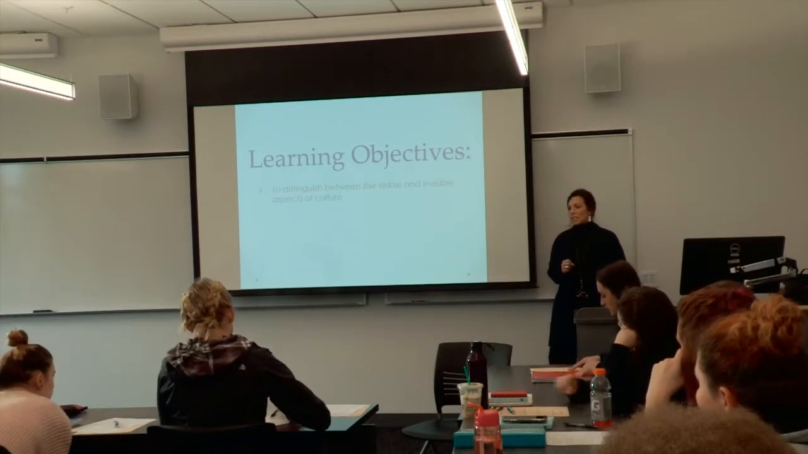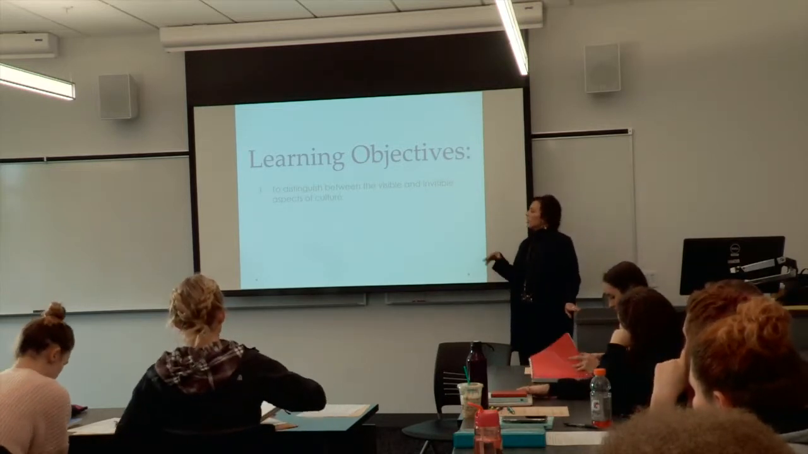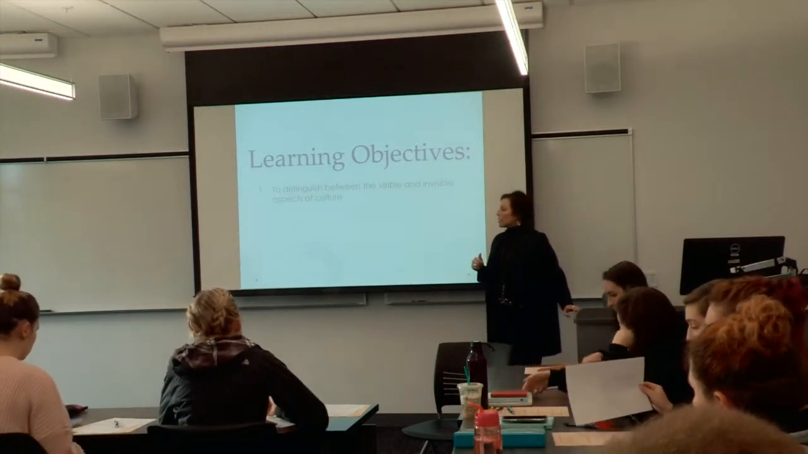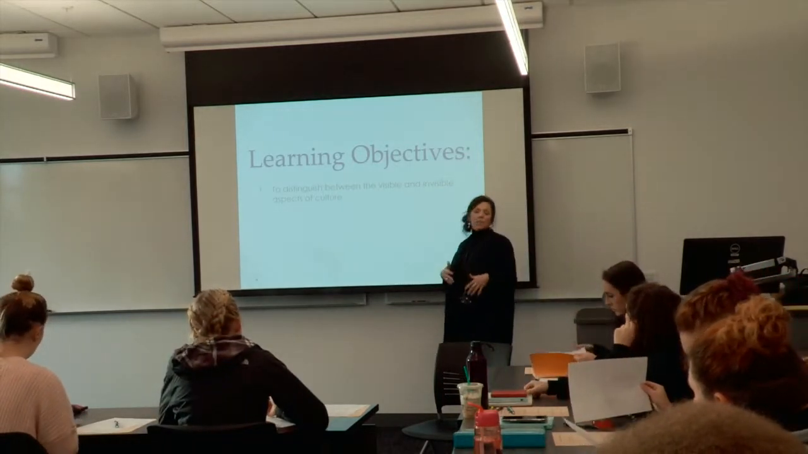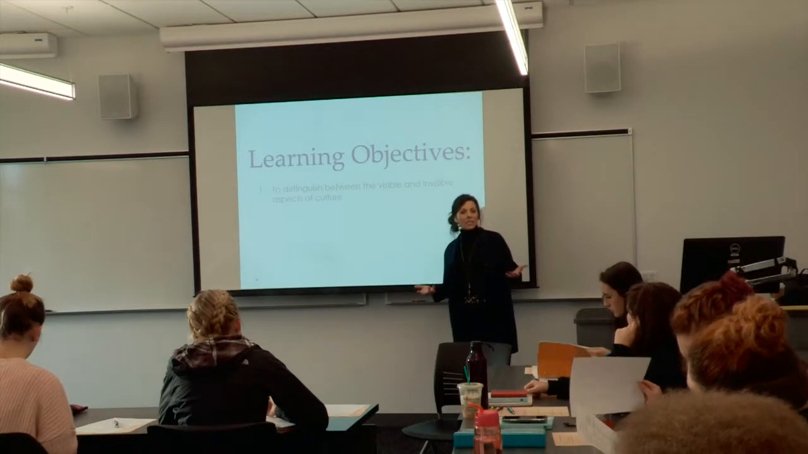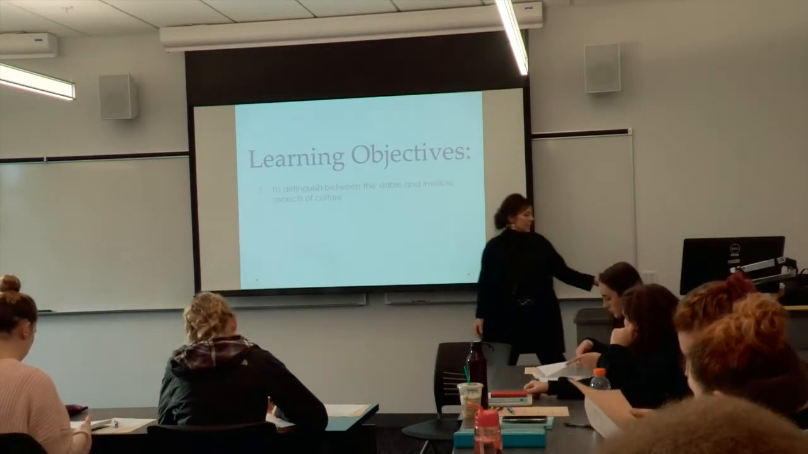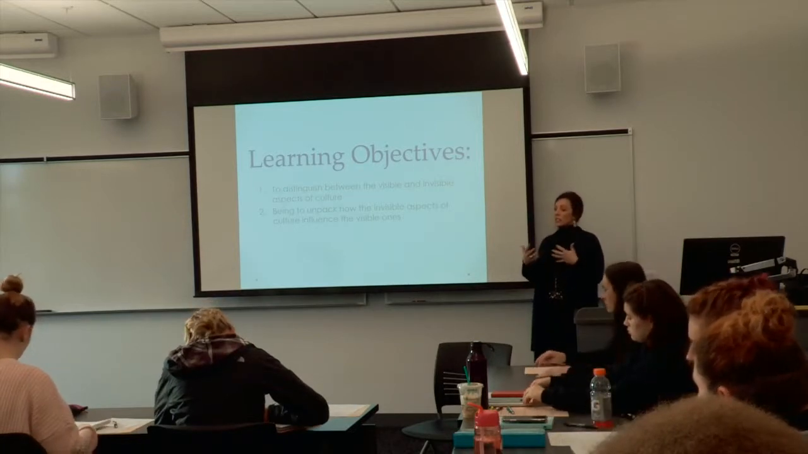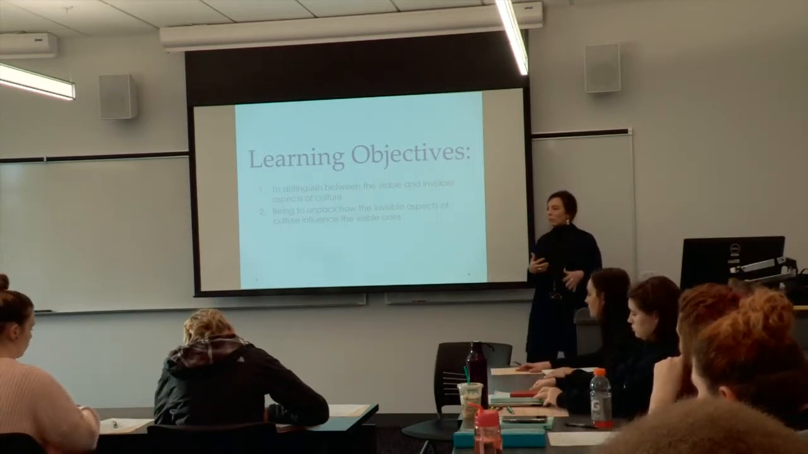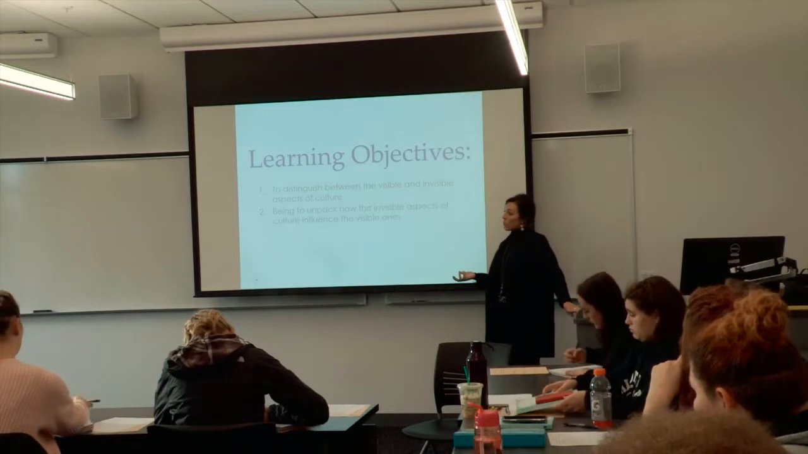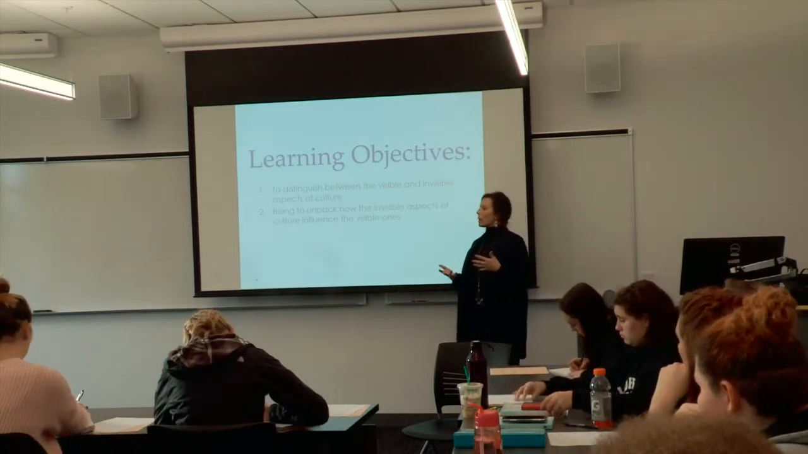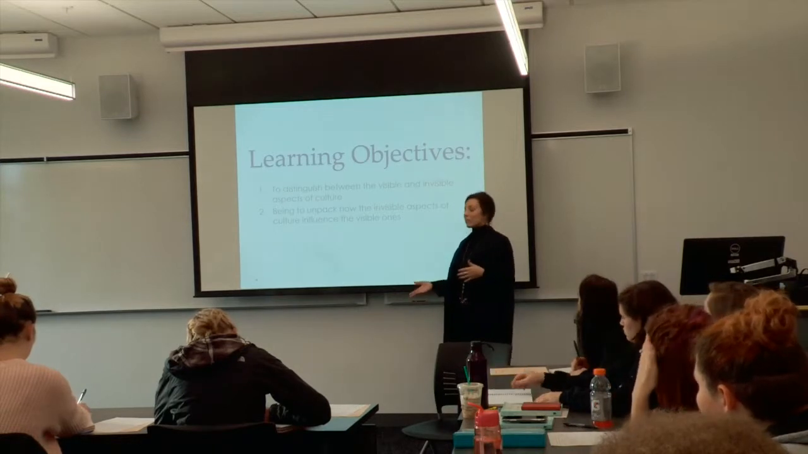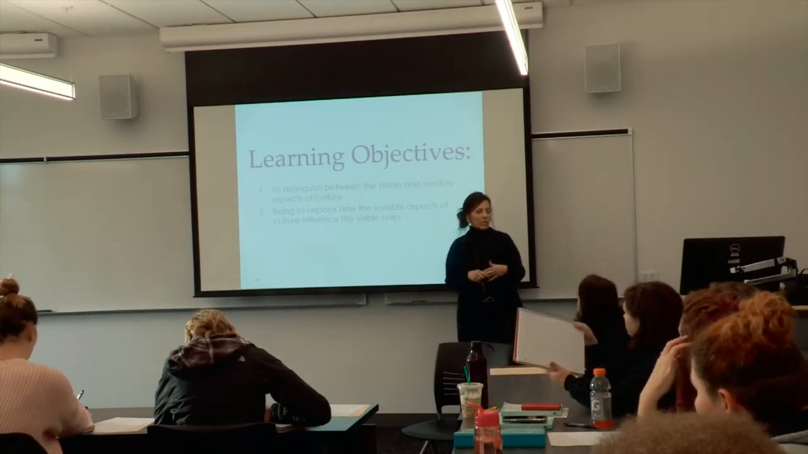The first one is, I'm hoping by the end of today, you're gonna be able to distinguish between these two ideas of visible and invisible aspects of culture. What does that mean? How do we understand that? And then how does that shape how we see our world? The second part is to be able to unpack the invisible parts of culture, and how do they influence the visible ones? So the things we think we know about each other, the things we think we see and understand, how are they really influenced by the things we don't see and understand?